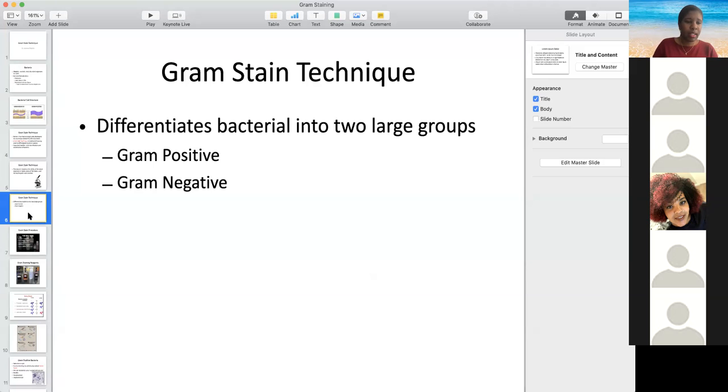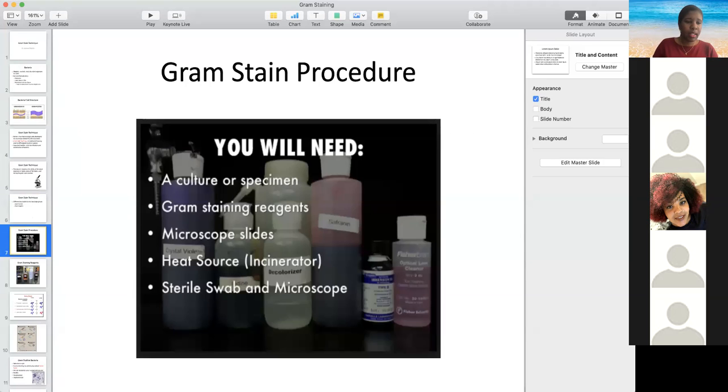Okay, let's look at how this procedure goes. The things you'll need to do a gram stain procedure, you should write these things down. You're going to need a culture or a specimen. That's going to be your bacteria. This is your general necessities, and we'll get into a little bit more detail. If we were in the lab, you would need your bacteria, your culture. You would need your gram staining reagents, and we'll talk about those reagents in just a moment.